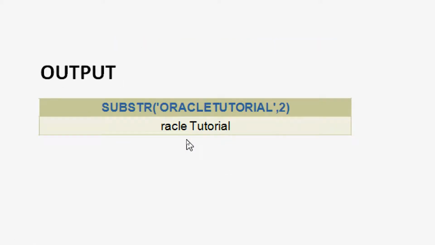Here we will see another example. Select substring of 'Oracle tutorial', 2 from dual. Here we can see the start position we gave as 2. So it will return the string from the second character onwards from this string 'Oracle tutorial'. Here we can see the result. It shows 'racle tutorial'.